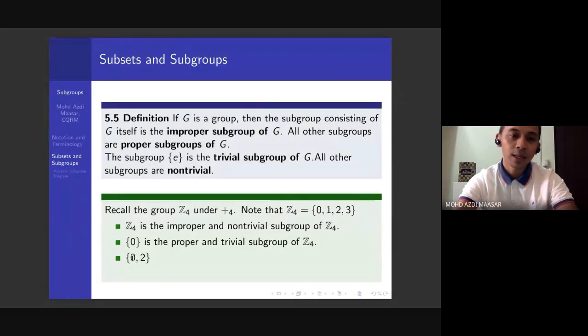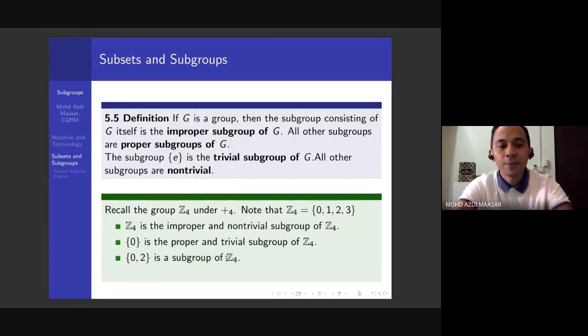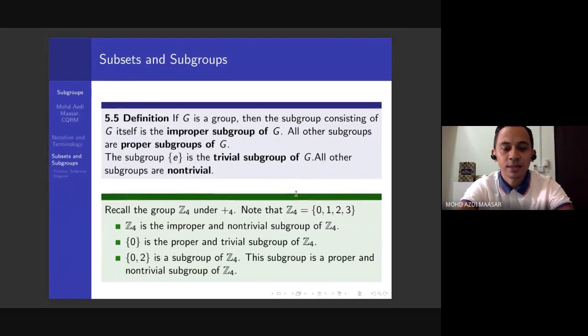And then finally, we need to check for the inverse of every element in this subset. The inverse for 0 is 0 because 0 plus 0 is 0. And the inverse for 2 is 2 because 2 plus 2 is 0 in this group. So we have shown that it is a group. Therefore, this subset is actually a subgroup of integer modulo 4. Look at the definition again: it is not a trivial subgroup, and it is a proper subgroup. So we can categorize this as a proper and non-trivial subgroup of integer modulo 4. Okay, that's about subgroups.